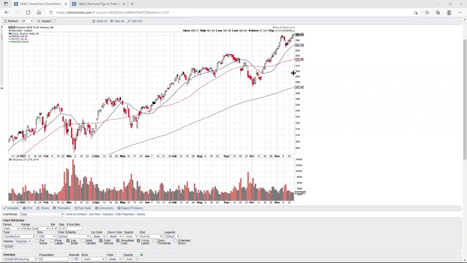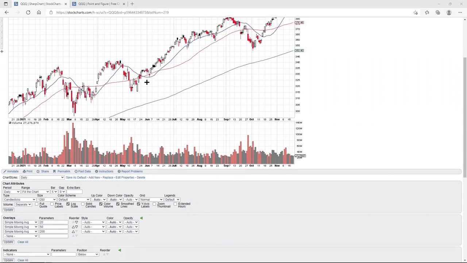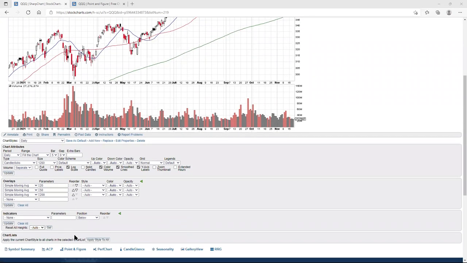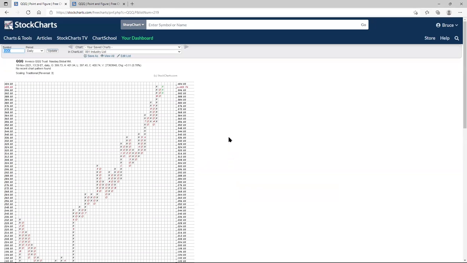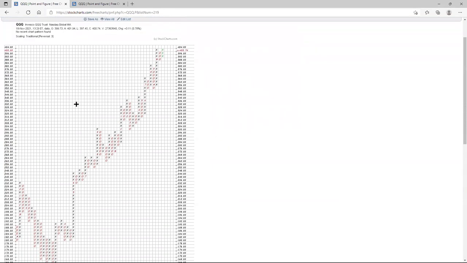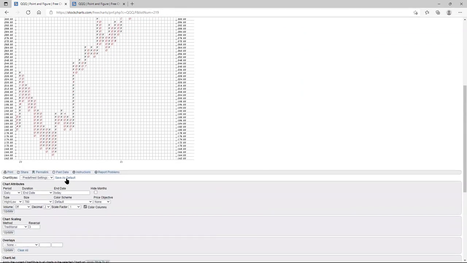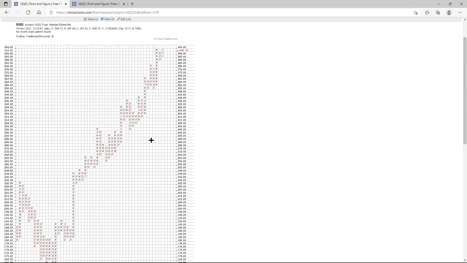So here we have a chart, daily data. It's traditional, a typical looking normal scaling. Let's go down and make a point and figure chart out of this. We can go right to the bottom. You see point and figure here. We can click on this. And now we have a three box reversal, standard traditional scaling point and figure chart. You can certainly change those parameters by going down here and adjusting your parameters and then save as your default. So this is my default.